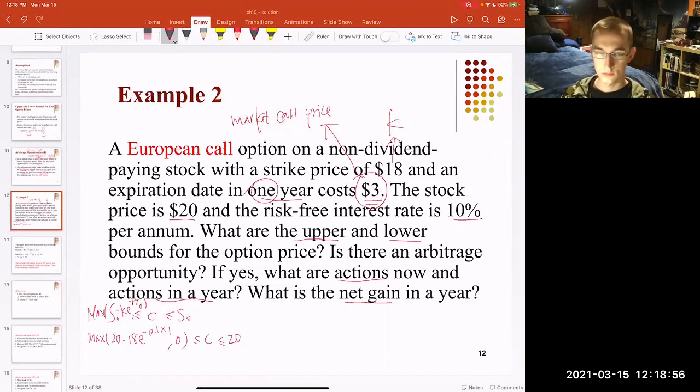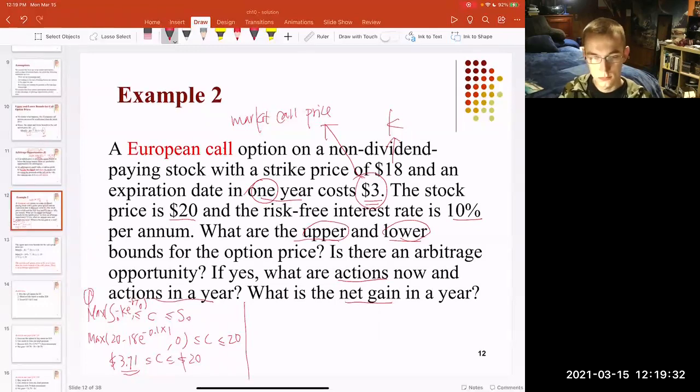Anybody get the lower bound? The lower bound is $3.71. Yes, so this is basically the estimate for the option, which is the lower bound. Okay, so we did question 1. What are the upper bound and the lower bound? Upper bound $20, lower bound $3.71.